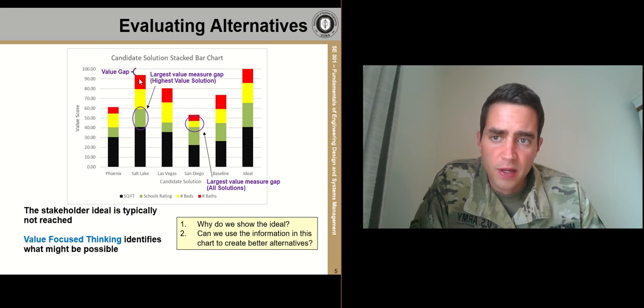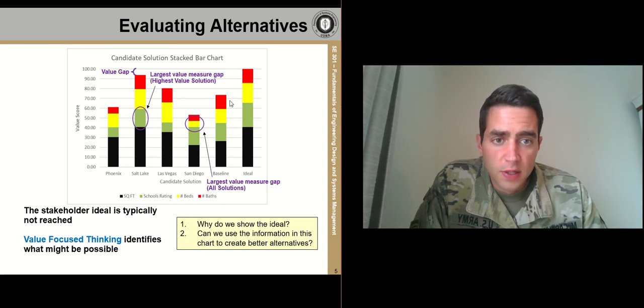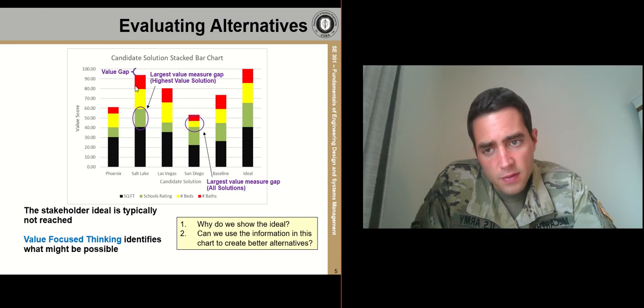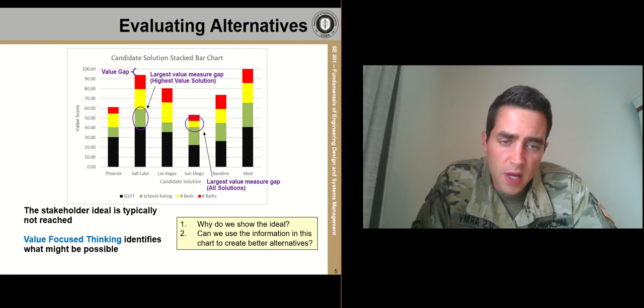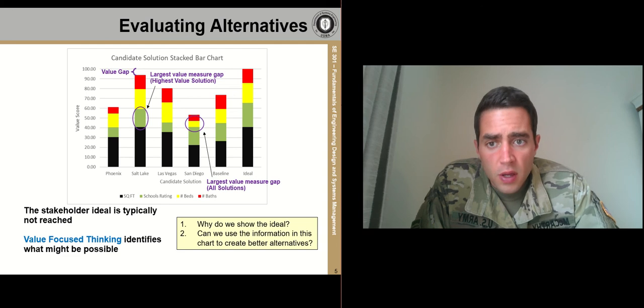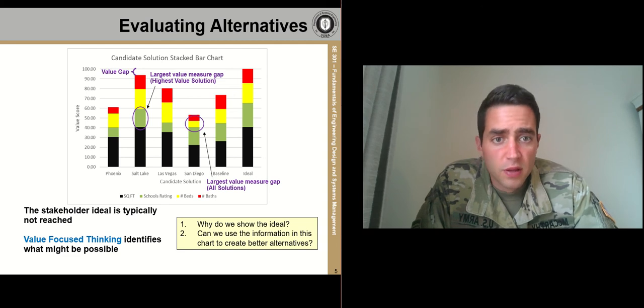Achieves a value of 93. Ideal is 100, of course. So our value gap is, assuming that we picked Salt Lake as our winning solution, that's what we told our stakeholder that we believe they should decide on. The value gap is the difference between that and the ideal. So in our case here, with Salt Lake having a value of 93, the value gap would be 7.